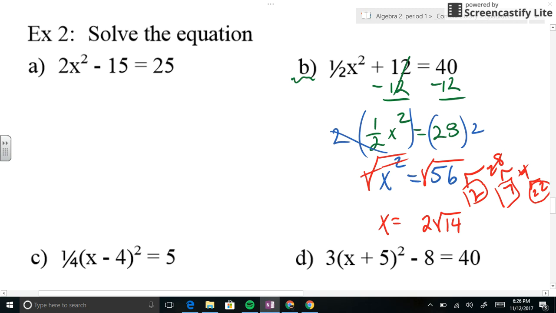And when we solve an equation that has an x squared here and we take the square root, there should always be a positive or negative answer. So it's plus or minus 2 radical 14. And that's the answer.